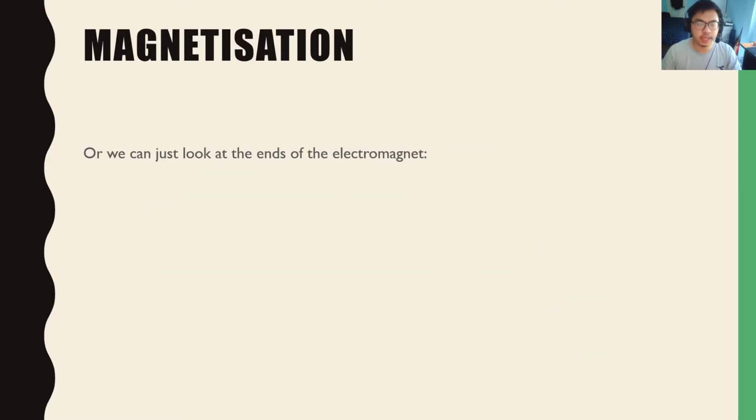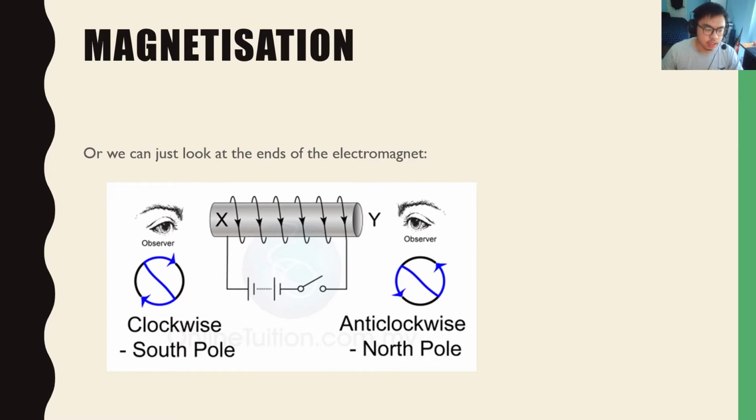Another method of figuring out which end is the North Pole and the South Pole is just by looking at the ends of the electromagnets. So let's say this is the electromagnet here, and you are looking at it from the end. So your eye is looking at the end there, not like this, but like this, okay? And if the direction of the current is clockwise at that end, that means it's a south pole. If the direction is anti-clockwise, that means that is the north pole.